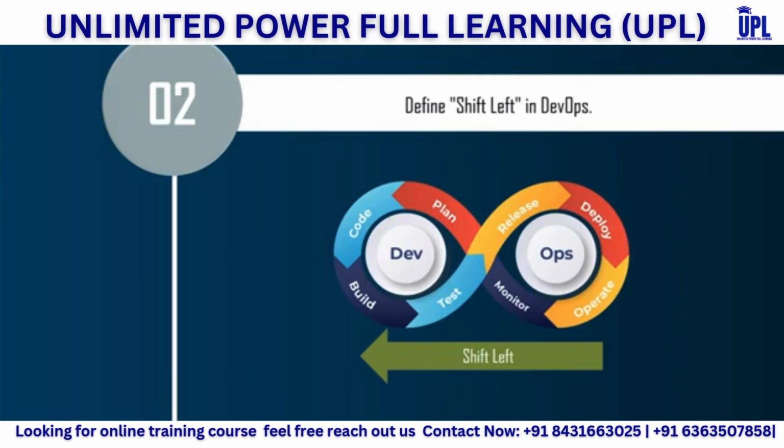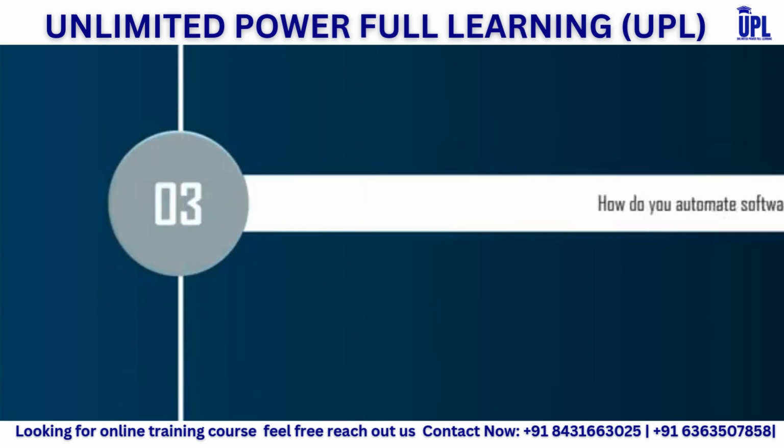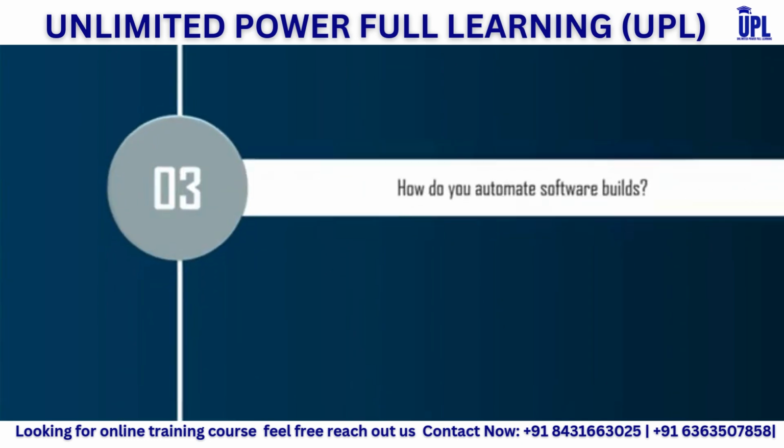So this approach helps identify and address issues sooner, enhancing software quality, accelerating development, and reducing the cost and effort required to fix problems. It also emphasizes collaboration between development and testing teams with an increased focus on automation and continuous feedback to improve overall software development efficiency and quality.